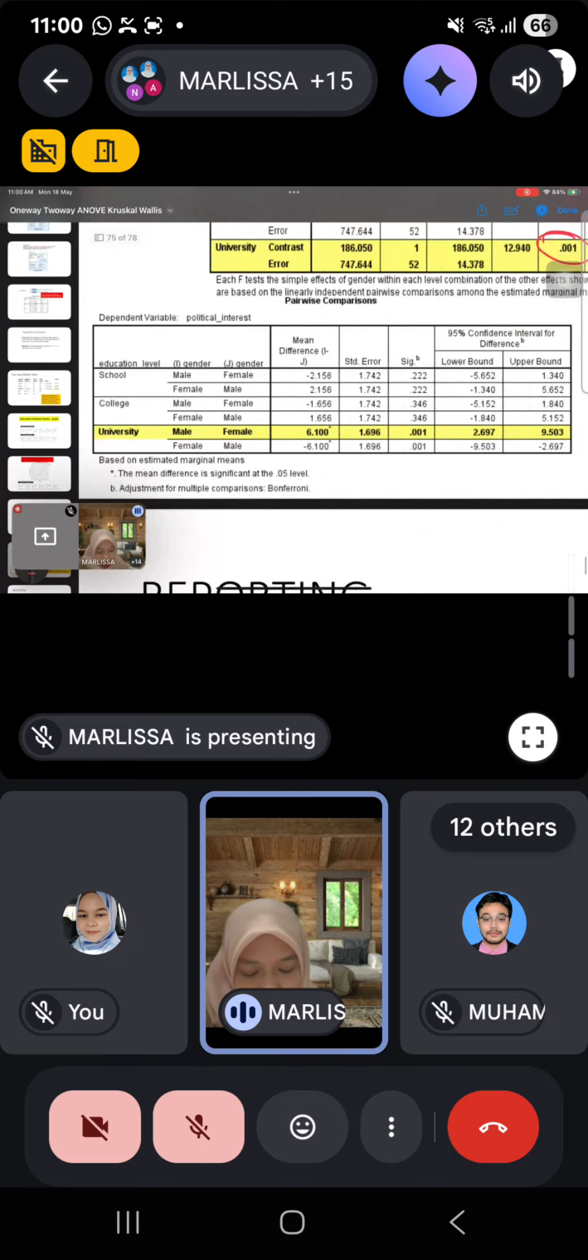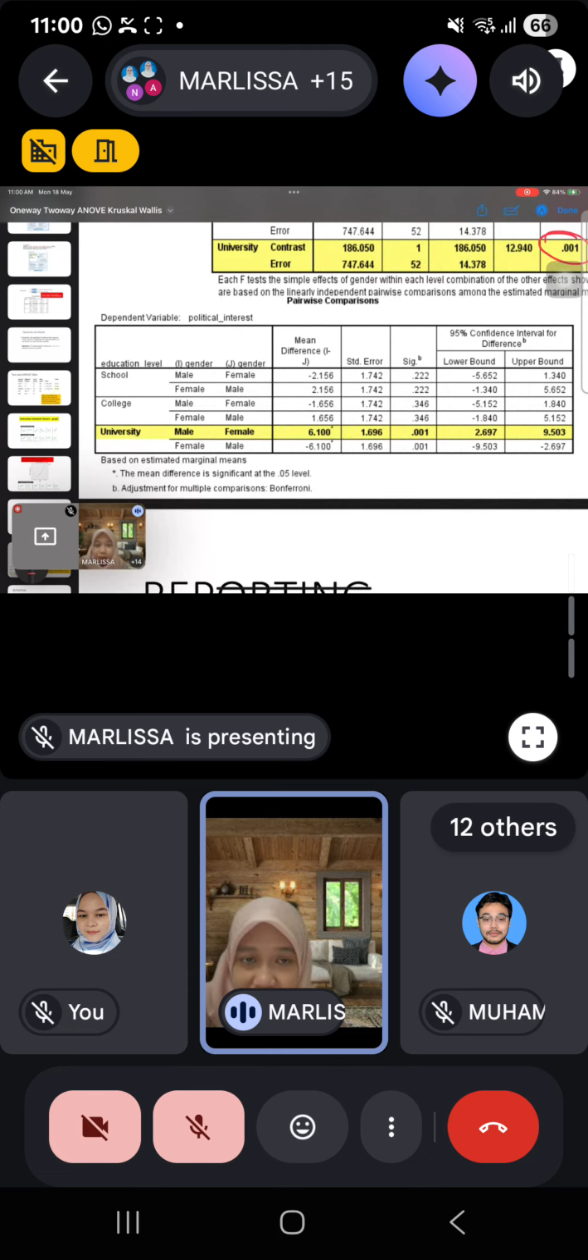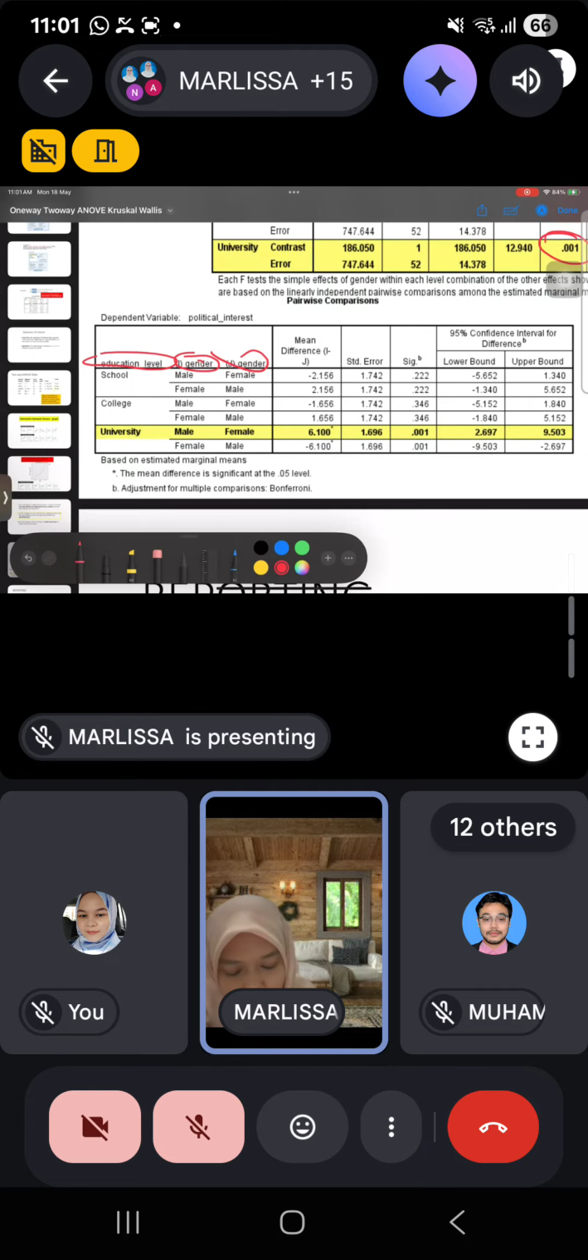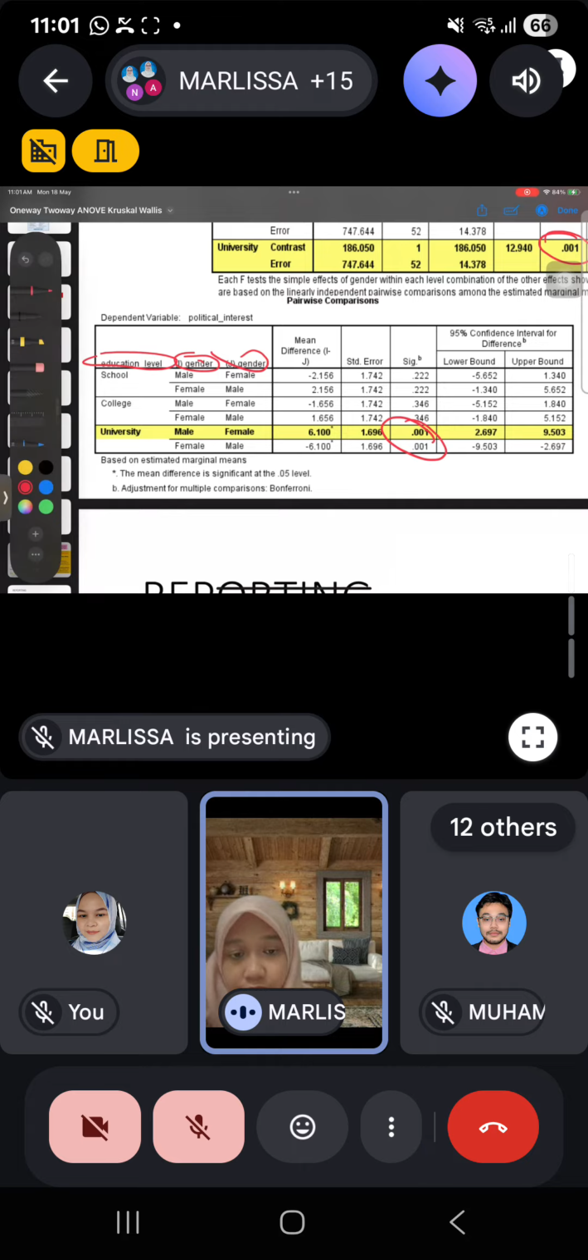You can also see this, the pairwise comparison. Pairwise comparison is where you want to see between gender and also the education level. This is where you look at the education level versus gender that we mentioned before. So you can see here that this is significant, which is less than 0.05.